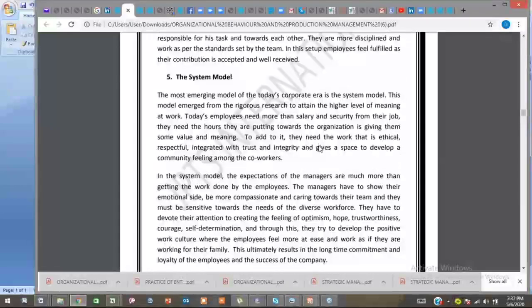Let's look at the system model. The system model is the most imagined model of today's corporate era. The model emerged from rigorous research to attain a higher level of meaning at work.